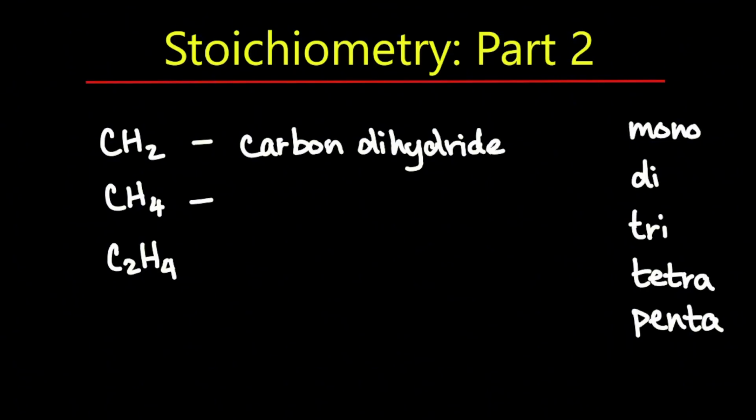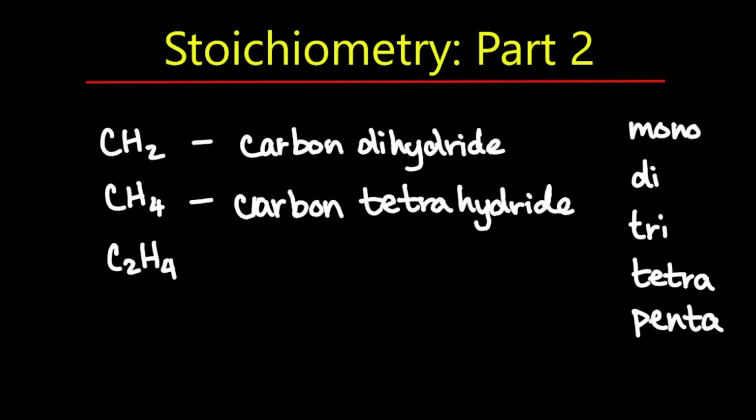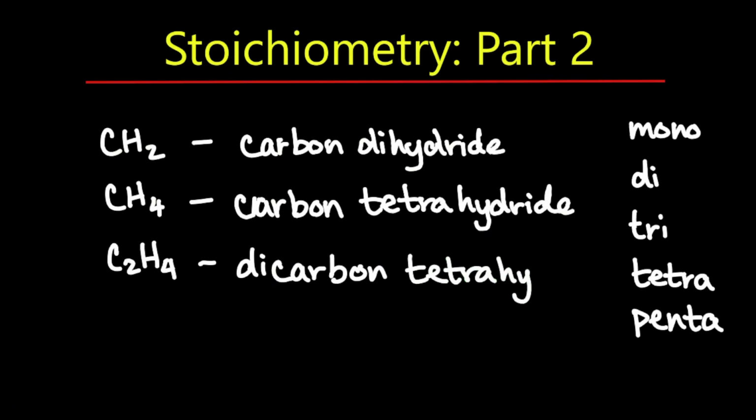Can you guess what CH4 would be called? It's carbon tetrahydride. Pretty straightforward. What about C2H4? Well, it's not carbon tetrahydride because that's just CH4. So in this case, we add the di in front of carbon, and we get dicarbon tetrahydride.